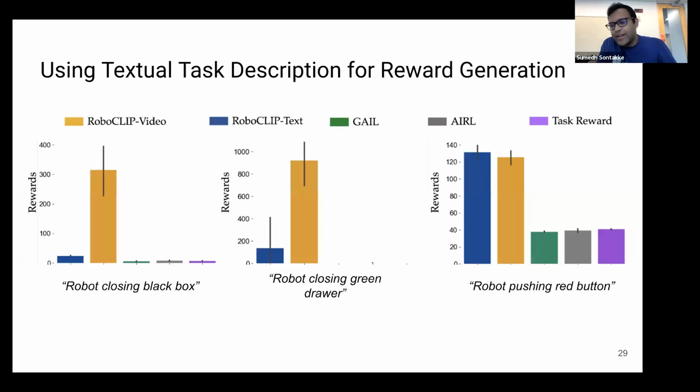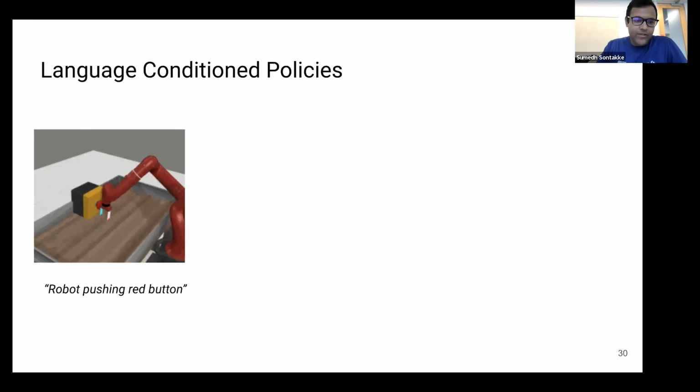And so the point of saying that is that these competing methods have more information than our method, and we're still able to outperform them because of the power of these pre-trained foundation models. So here are some examples of the recovered trajectory. When you condition on the text of robot pushing a red button, this is the resultant trajectory that you get.